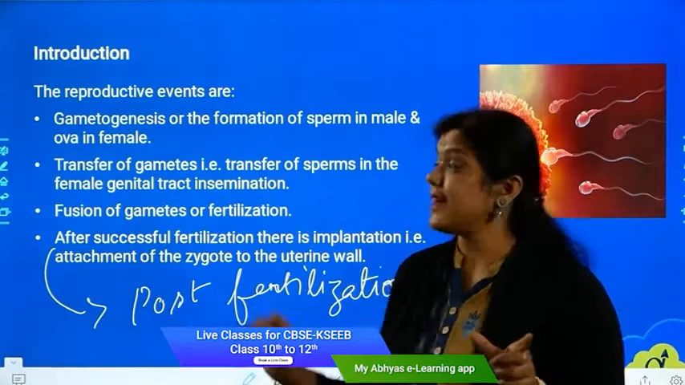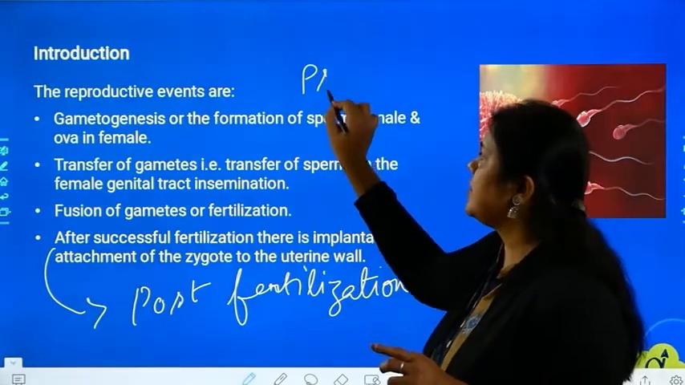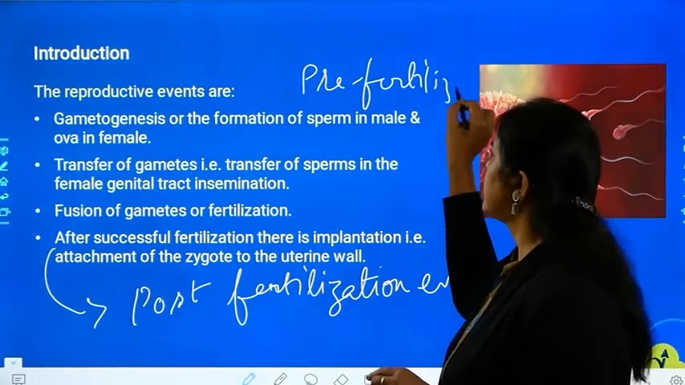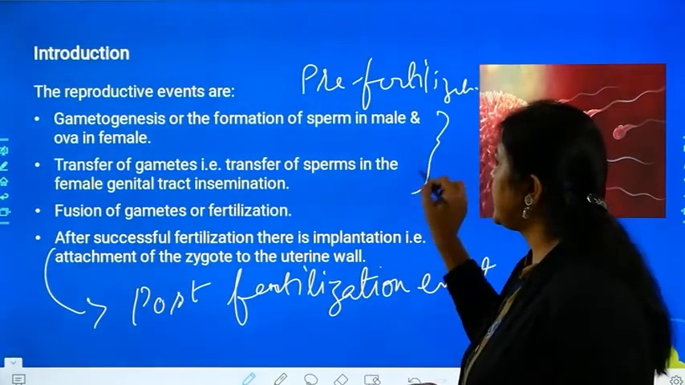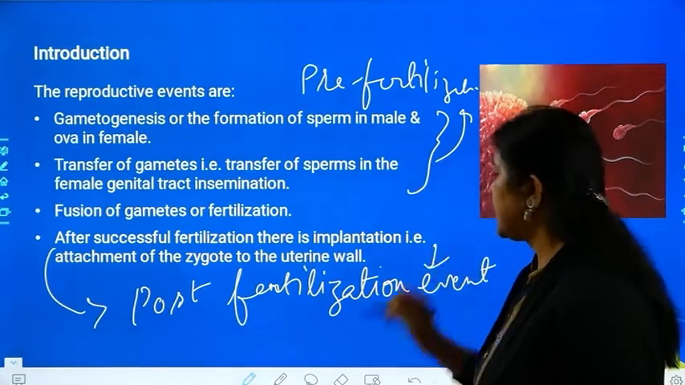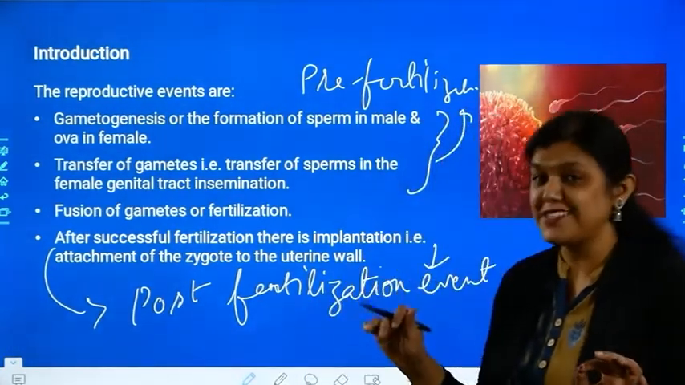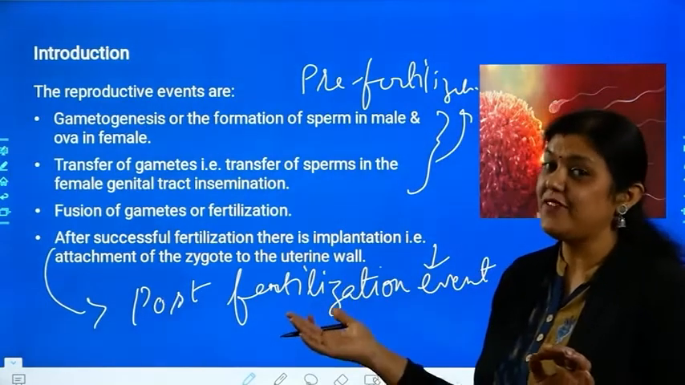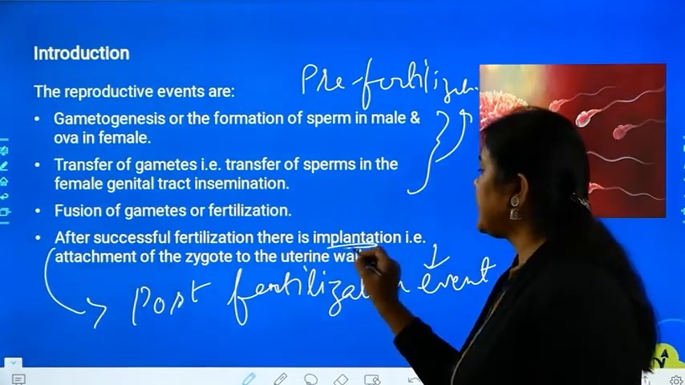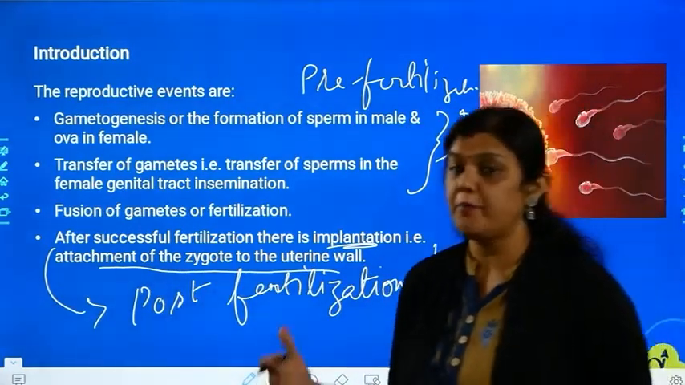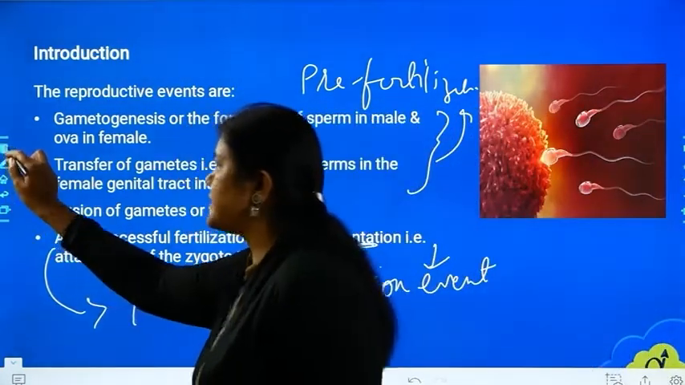So the first two events are the pre-fertilization events. This is the post-fertilization event. In post-fertilization, we have implantation and the development of the zygote. That is implantation, the attachment of the zygote to the uterine wall, and the development. That comes under post-fertilization events.